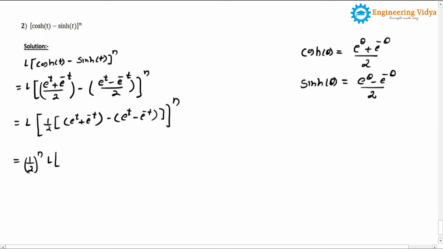So here we can write the Laplace transform of, and we can do the simplification of this bracket. So e raised to t plus e raised to minus t, minus e raised to t plus e raised to minus t, right? So overall power of n will be there. Here we can write 1 upon 2 power n. After the simplification, this term and this term are going to cancel, and it will be 2 times e raised to minus t, power of n, right?